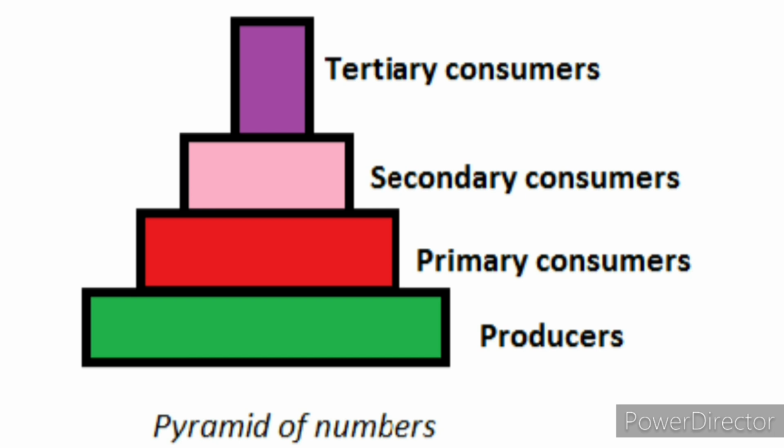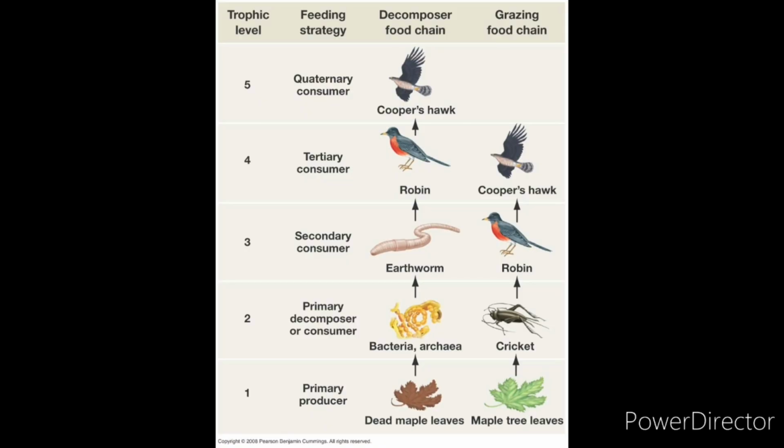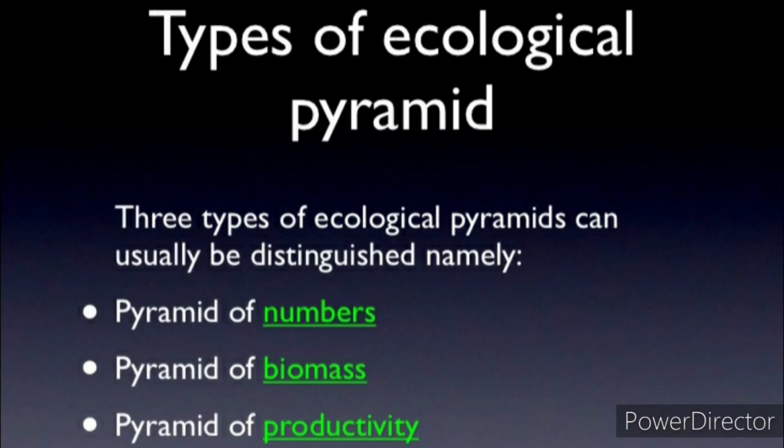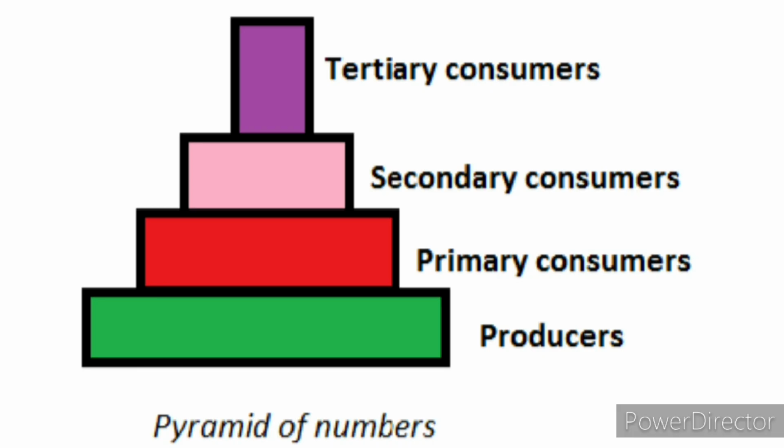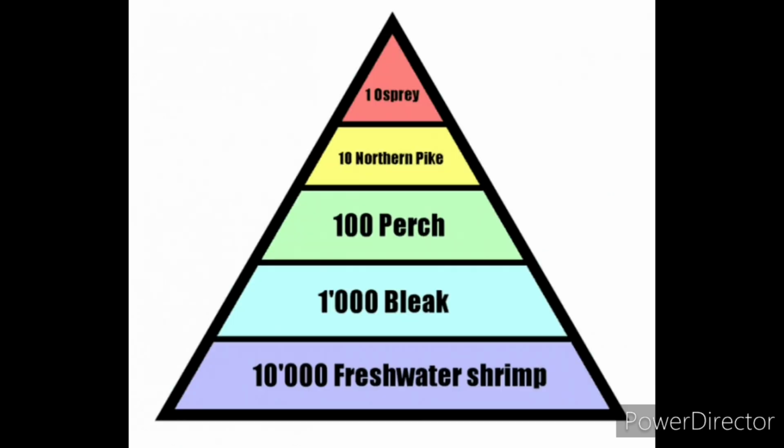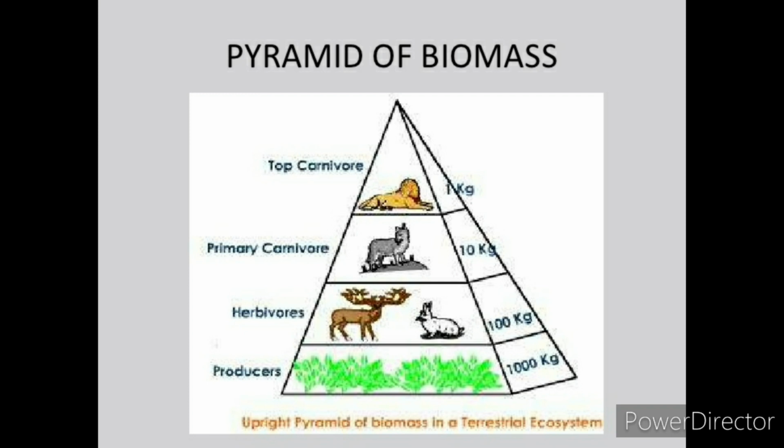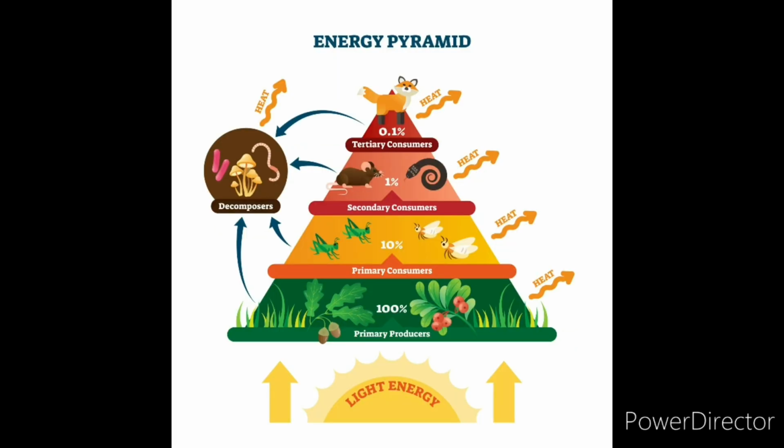The base of each pyramid represents the producers or the first trophic level, while the apex represents the tertiary or top level consumer. The three commonly studied ecological pyramids are: first, pyramid of numbers; second, pyramid of biomass; and third, pyramid of energy. You can see here the following images are examples of the three types of ecological pyramids. First is the pyramid of numbers, which shows the different trophic levels. The second type is the pyramid of biomass. And the third one is the pyramid of energy or pyramid of productivity.